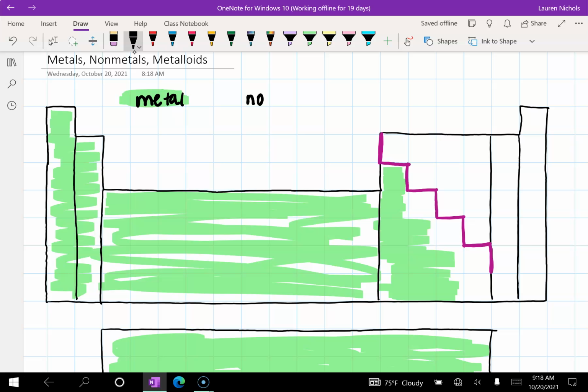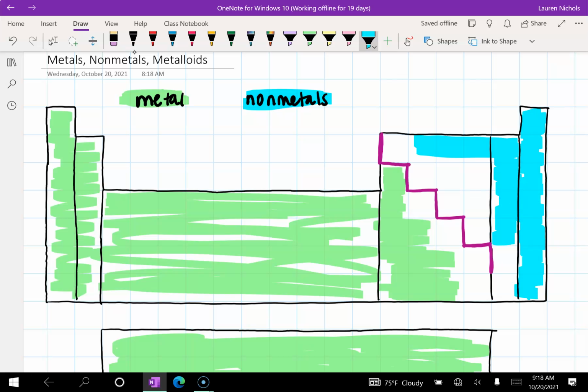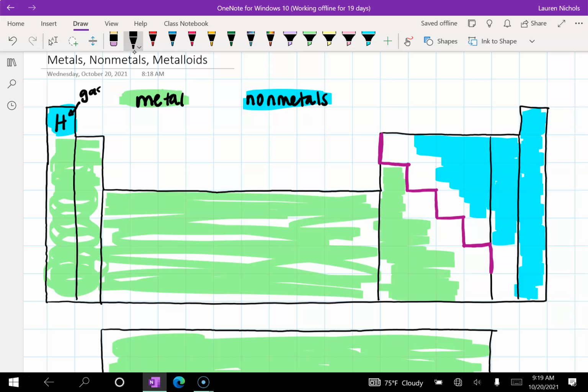Okay, now our nonmetals, we're going to highlight those in blue. So those are right here. So all of our noble gases are nonmetals. All of our halogens are nonmetals. All of this, nonmetals. The only one that I did forget about for just a moment is that we actually have a sneaky nonmetal over on the left side, and that would be hydrogen. The reason why hydrogen is considered a nonmetal is because it's a gas at room temperature. So all of these blue ones are nonmetals.